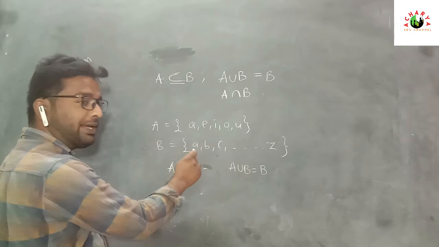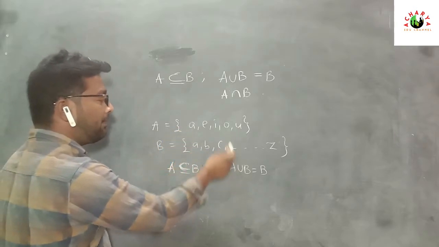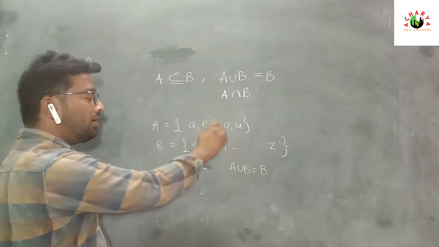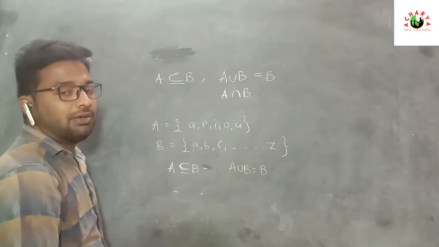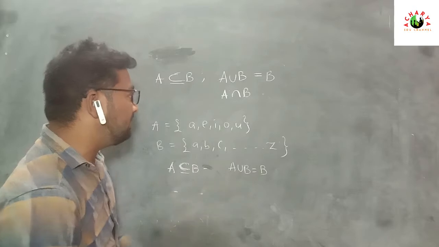B is a big set compared to this. In these two sets, B is the big set. So combining all the elements of A set and B set, finally we got B. So A union B is equal to what here? A union B is equal to B.